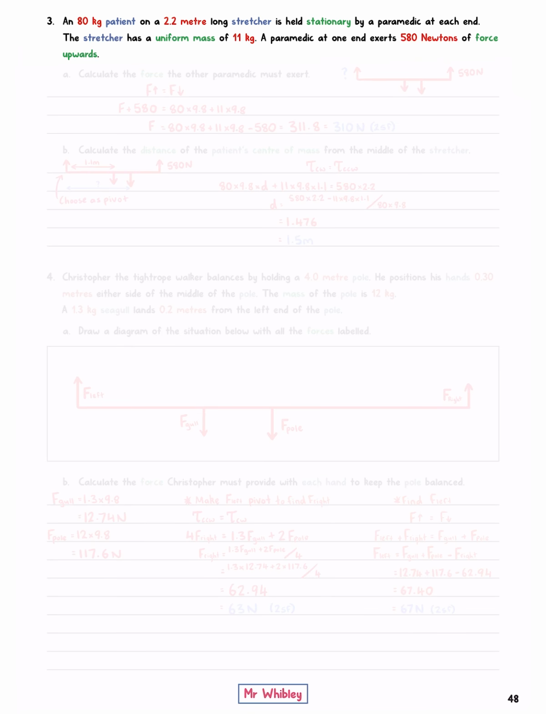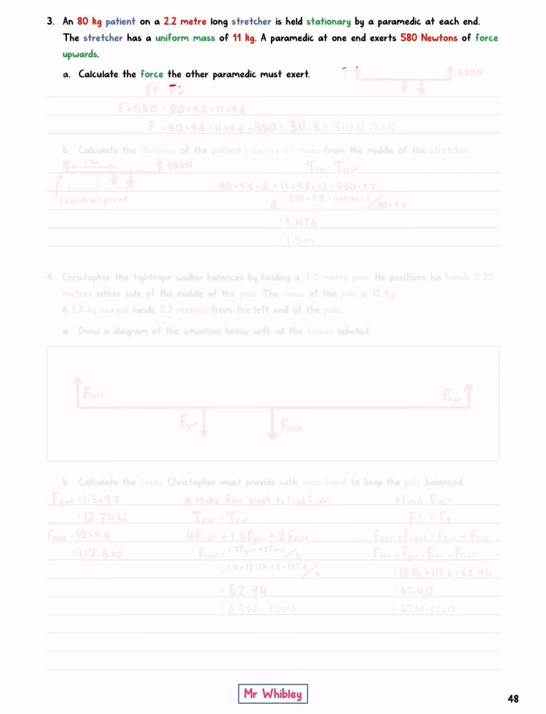Question 3. An 80 kilogram patient on a 2.2 meter long stretcher is held stationary by a paramedic at each end. The stretcher has a mass of 11 kilograms. A paramedic at one end exerts a force of 580 newtons upwards. Calculate the force the other paramedic must exert.